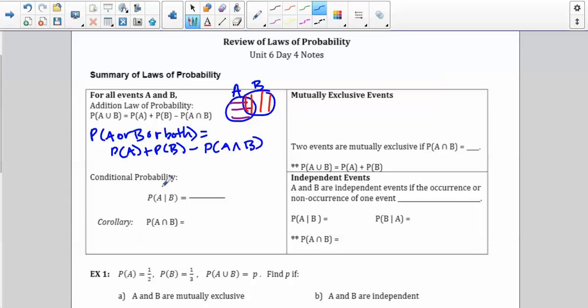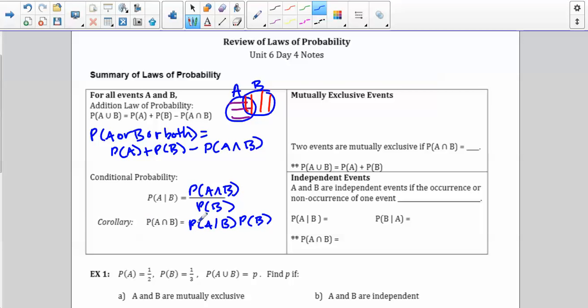Conditional probability is the probability of A happening given that B already happened. And that's going to equal the probability that both things happen divided by the probability that B happens. And if we multiply both sides by the probability of B, then we can get that the probability that A and B happen is equal to the probability of A given B times the probability of B.